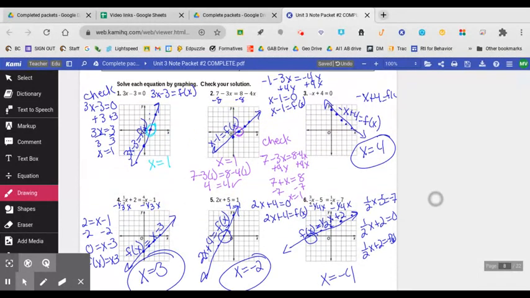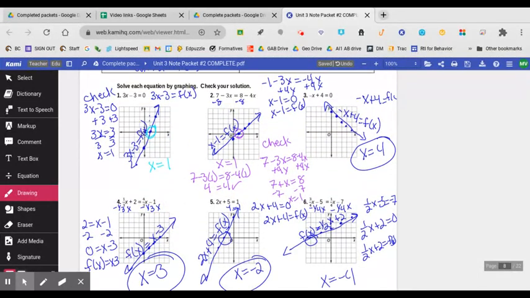Okay, so as you can see, first thing I did on number 3 is I made it equal f of x. So I graphed that. That has a y-intercept of 4 and a slope of negative 1. And that means my x-intercept, which is my solution, is x equals 4.